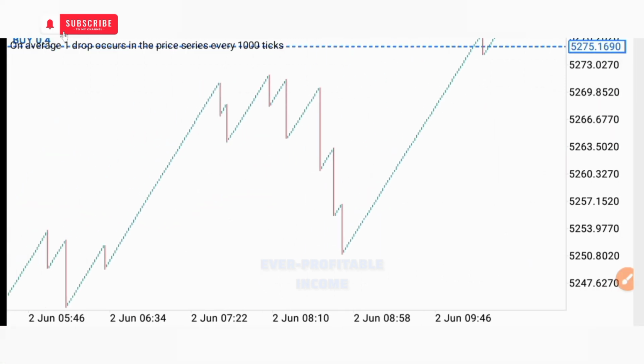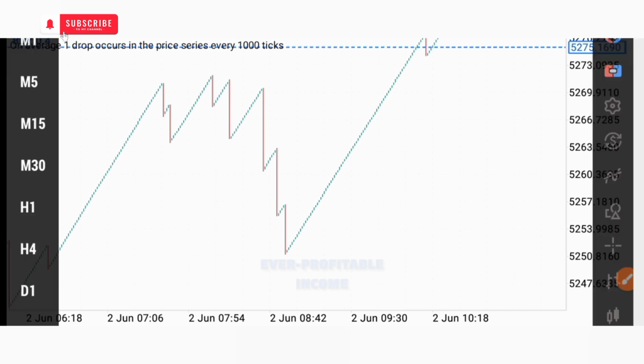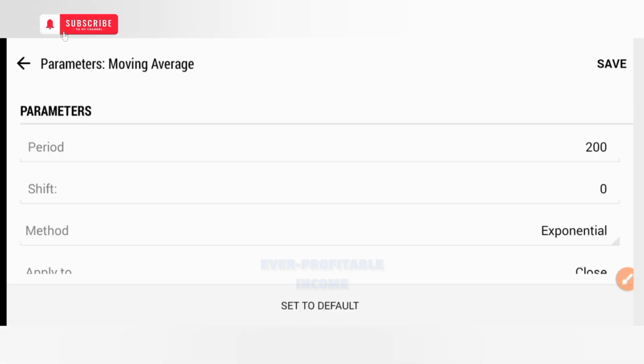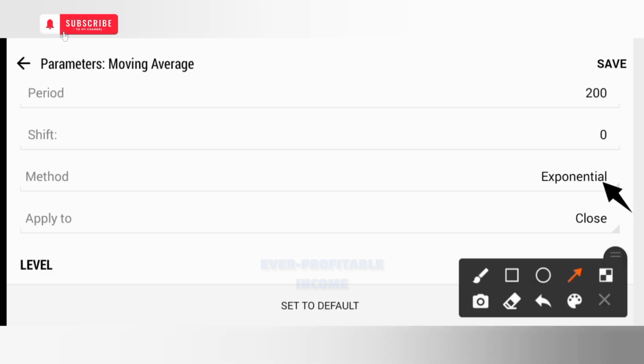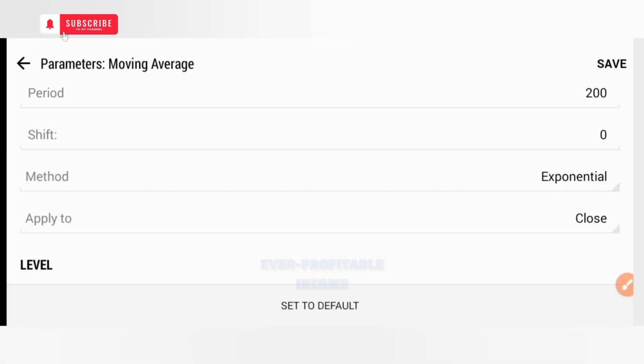So we are here in the 1-minute time frame and I've taken an open position, and we're going to be working with the exponential moving average. So we're going to add our exponential moving average to the chart. Click on your moving average. If it's showing simple in yours, you have to tap on it and change it to exponential. Choose the exponential option.